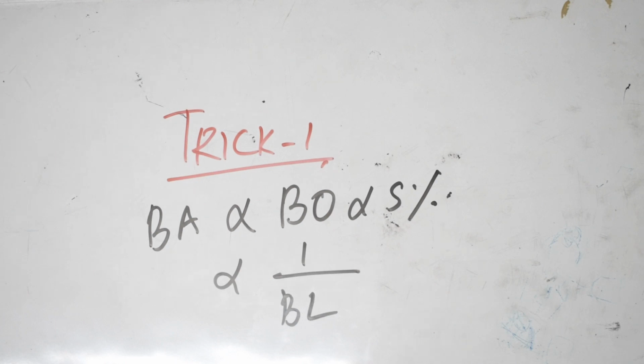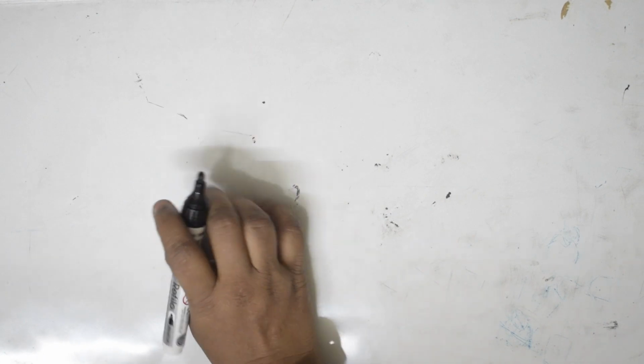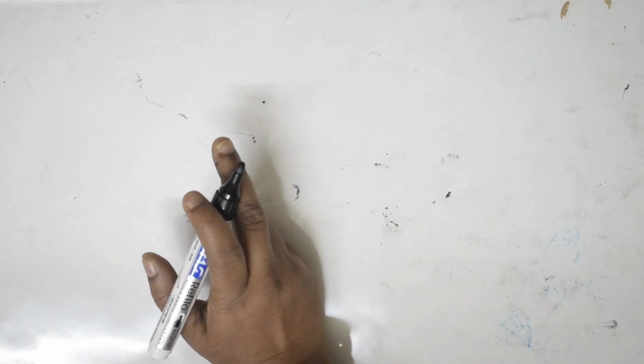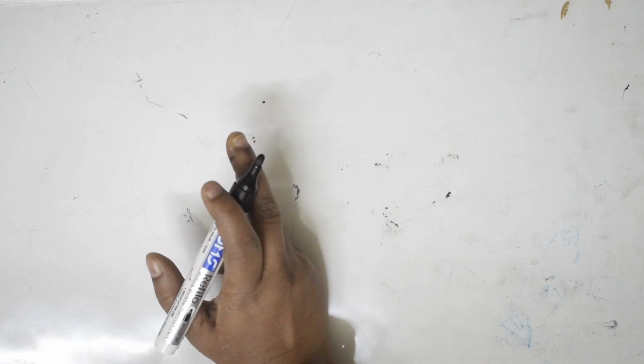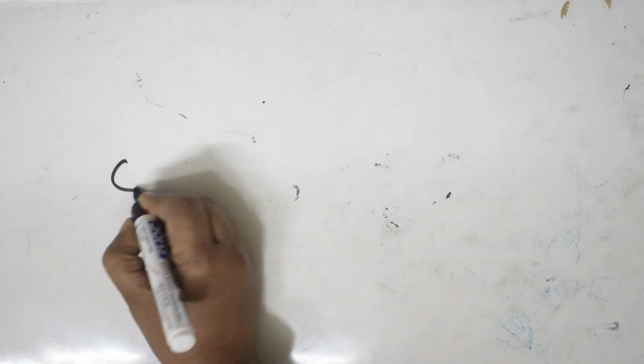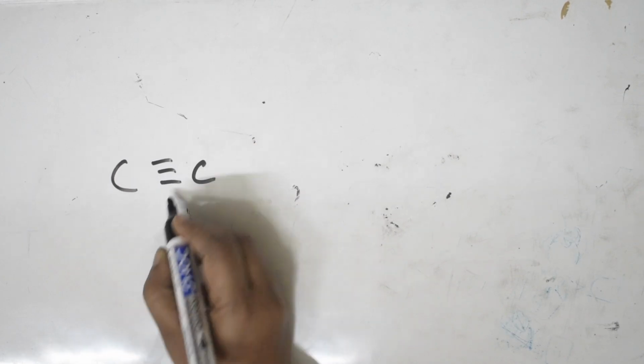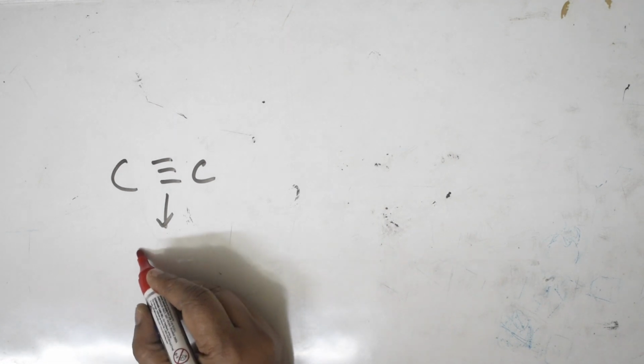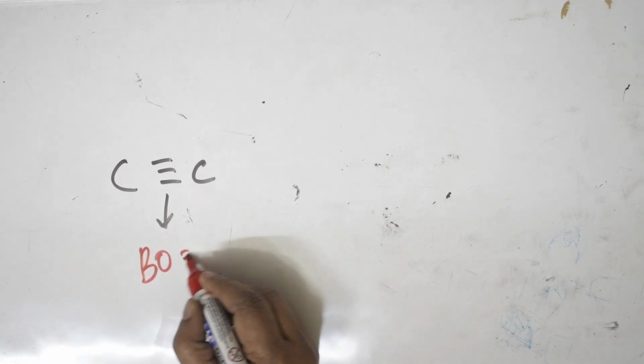Very easy. How does this work? Let's take an example and see. For example, if I take one particular thing, what did I say? I said bond order. I'll go with bond order. Let me take C triple bond C. What is the bond order here? Bond order is 3.